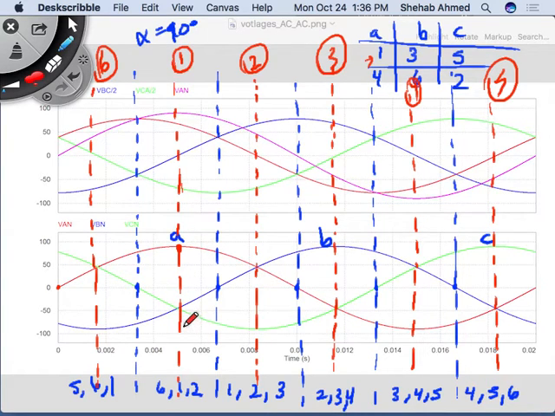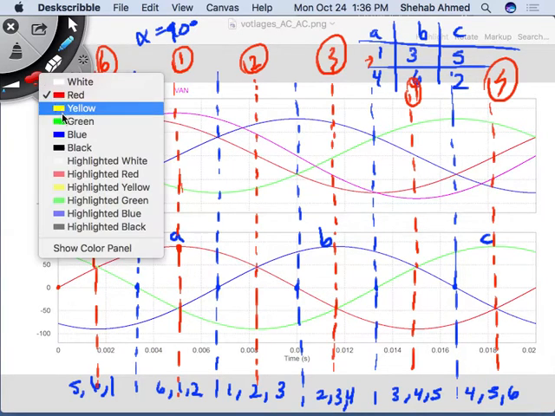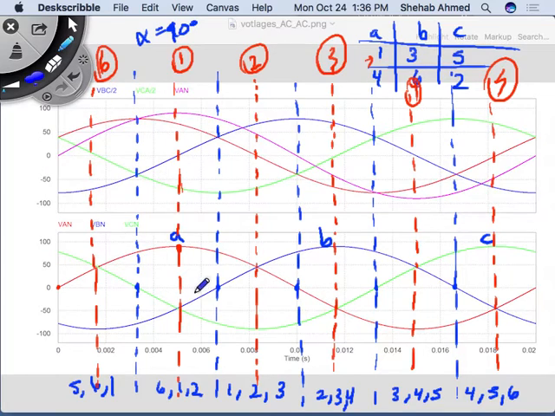So what devices will I have conducting during this interval? We said 1 will start conducting because definitely it's the highest voltage here. How about the other two? What was happening before? Before I had 6 conducting. 6 started conducting here. So 6 is the return of phase B.